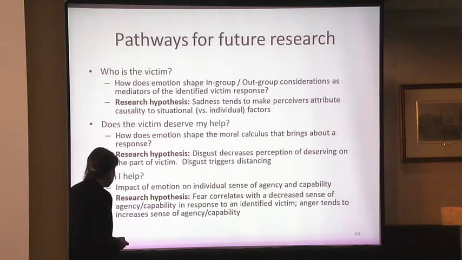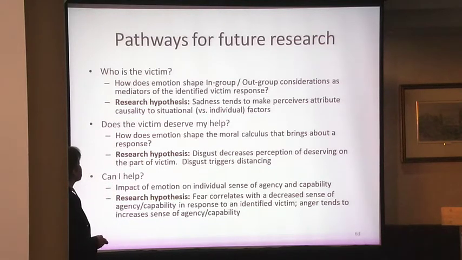And for future research, I think we could do a lot of research on who is the victim. And as I mentioned earlier, comparing sadness effects. Does the victim deserve my help is another key question. For example, disgust decreases perception of deserving on the part of the victim, and it triggers this distancing. Another dimension that comes out of Goetz's model is, can I help? Certain emotions are associated with a sense of agency and capability, and other emotions are associated with the opposite.